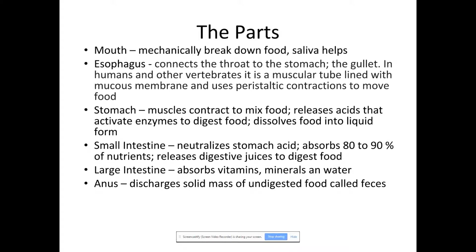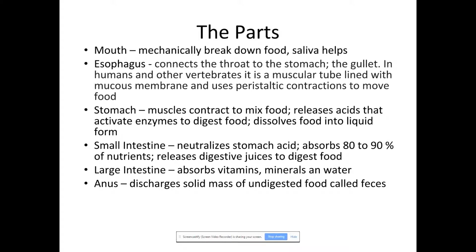Now, the small intestine neutralizes the stomach acid, because the stomach is very acidic. If that acid chyme, the liquid created in your stomach, went into your small intestine and wasn't neutralized, it would burn your intestine. That's why, if you throw up, for example, you get a burning sensation in your throat. It's that acid from your stomach. So the small intestine neutralizes the stomach acid, absorbs 80 to 90% of the nutrients, and releases digestive juices to help digest the food even further.